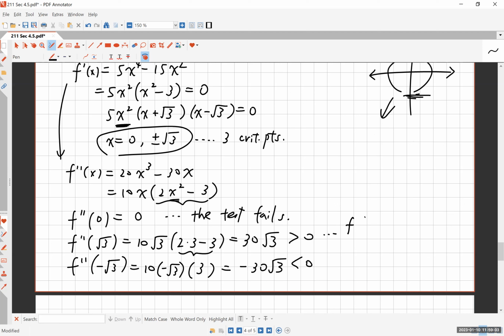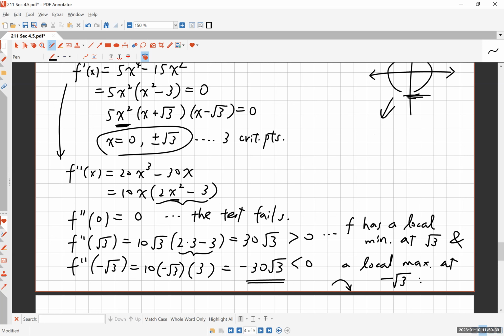So this tells me f has a local what? Minimum at square root of 3 and a local maximum. Now this is a local maximum because the derivative at negative square root of 3 is 0, and the second derivative is negative, meaning it's concave down, and this is the picture, concave down, meaning that you have a picture like this. All right, so it has a local maximum at negative square root of 3.